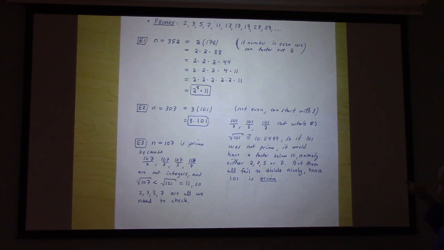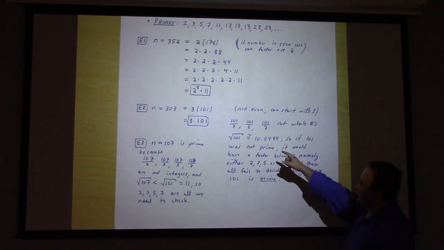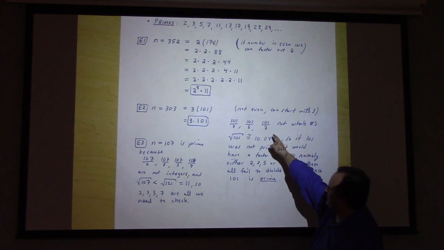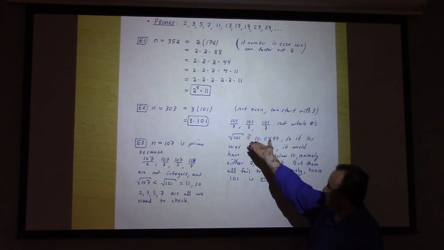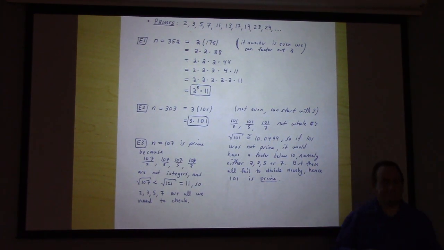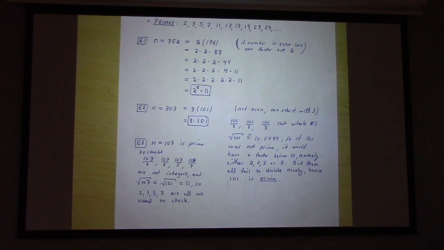So, because 101 divided by 3, divided by 5, and divided by 7 are not whole numbers, that means that 101 is prime. So you actually only need to check 3 numbers' divisibility to check that 101 is prime. On the surface of things, it might seem like you need to check a lot more than that, right? But you don't. That's the logic here.